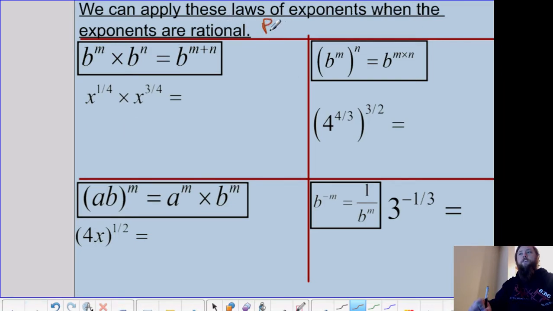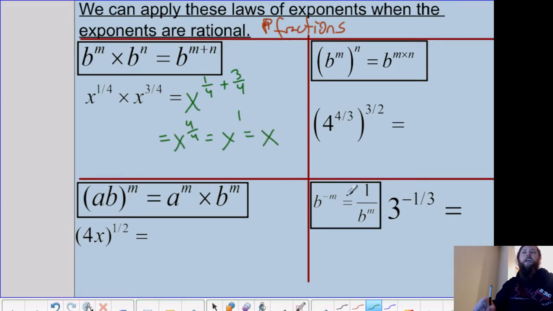All right, we can actually apply all those to exponents that are rational. Rational means fractions, if you don't remember. So for example, in the first case, where we added those exponents, I have an example, x to the 1/4 power times x to the 3/4. So this becomes x to the 1/4 plus 3/4, and adding up fractions, you get x to the 4/4, which is the same thing as x to the 1, or just x.